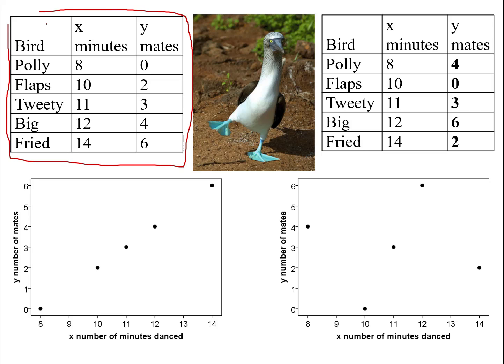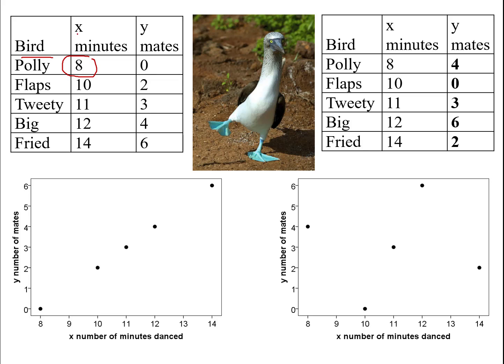And in this data set, I've got 5 birds. So I did a study and I have 5 birds in my sample. I have Polly bird and Flaps bird and Tweety bird and Big bird and Fried bird. I don't know what kind of bird parents would name their bird Fried, but that's what I have in my example.